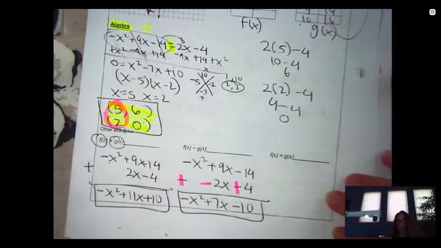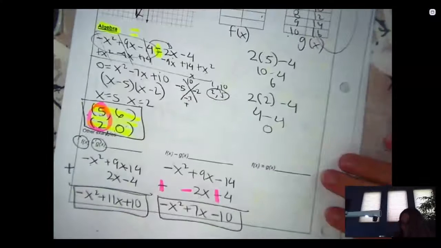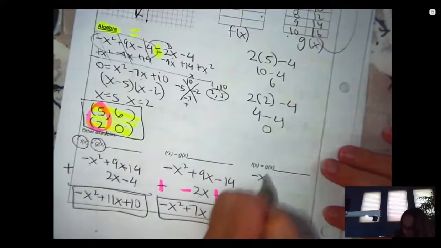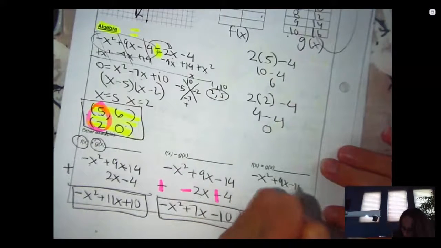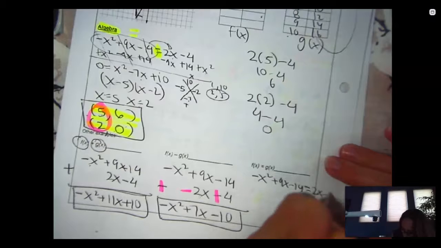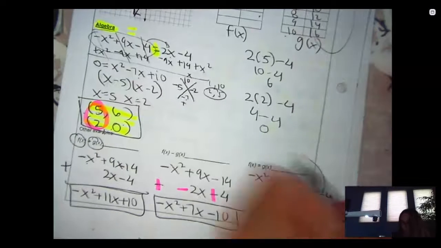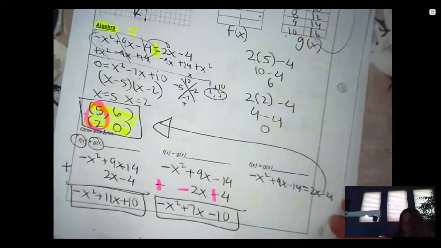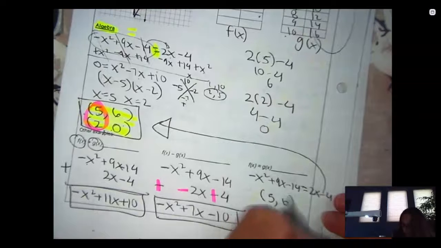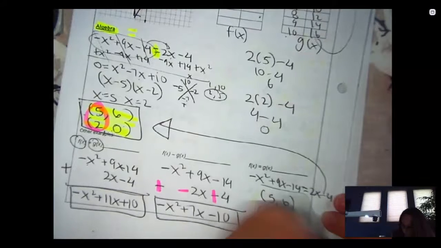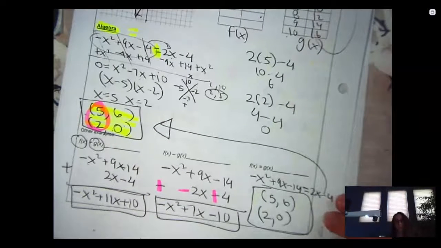Okay? And then this one says, hey, set them equal to each other. So you're going to go negative x squared plus 9x minus 14 equals 2x minus 4. That's exactly what we did up here. So the answer is 5, 6 and 2, 0. Okay? All right, let's check out this next page.